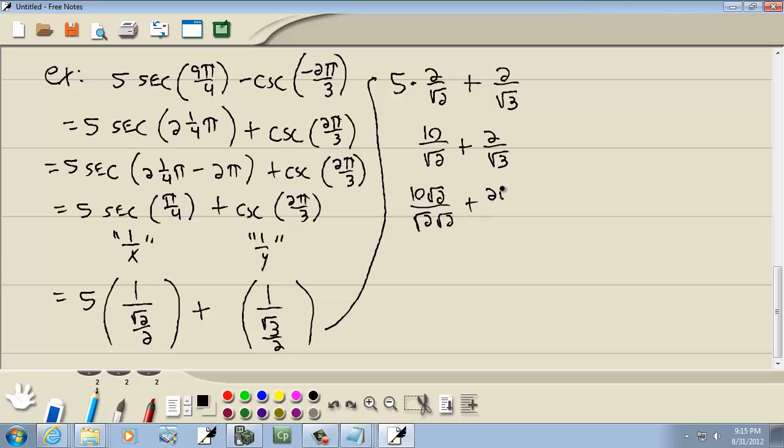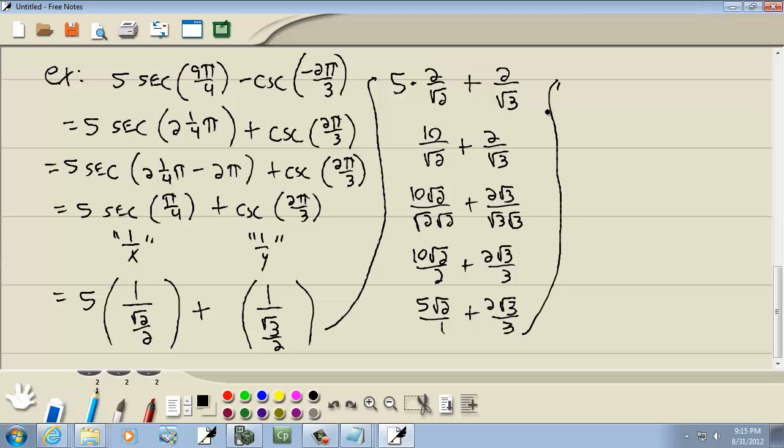And over here, I'll multiply top and bottom by the square root of 3. So it gives us 10 square root of 2 over 2 plus 2 square root of 3 over 3. I can simplify this. 10 and 2 both divisible by 2, so it gives me 5 square root of 2 over 1 plus 2 square root of 3 over 3.